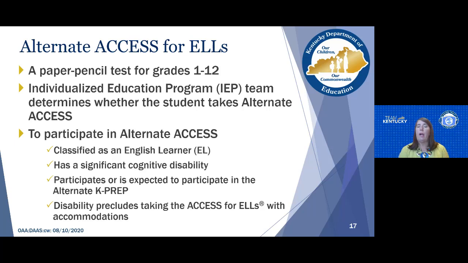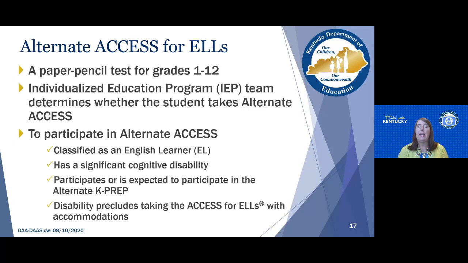Because for our alternate students, our alternate K-Prep doesn't start until grade 3. But for access, we start K through 12. And so that's different than our content for alternate K-Prep, which starts grades 3 through 12. So for alternate access, we would have to identify those students based off the criteria for alternate access, except they may not be in grade 3 yet.